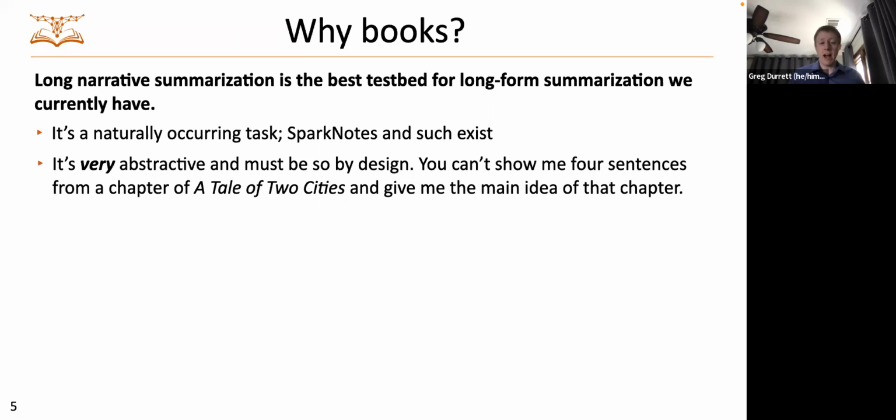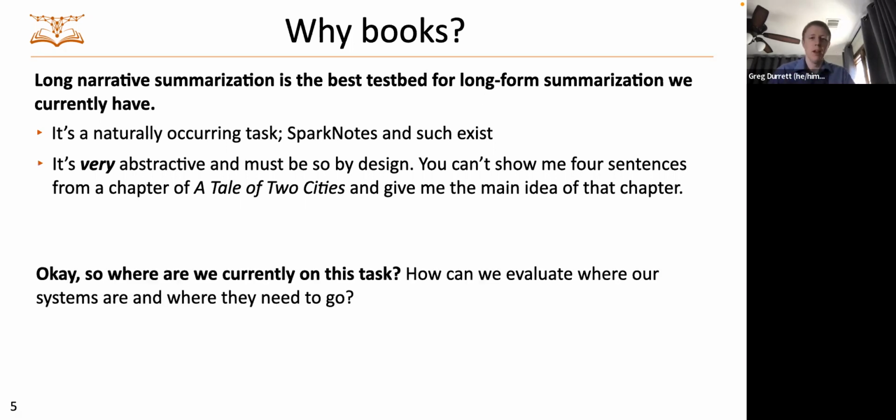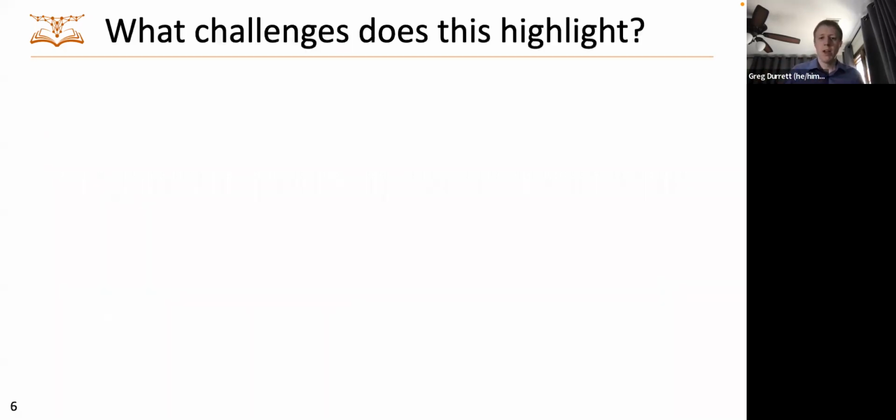It's also a very abstractive problem, and it has to be abstractive. For a lot of other summarization systems, I think you can think about if you had an extractive system with the right tooling around it, you might be able to do pretty well. But you just fundamentally can't show me a few sentences from a chapter of a book and let me get the idea. So the question is, given how impressive that one summary looked, how can we evaluate where we are and where we need to go? And that's going to be the main focus of this talk.